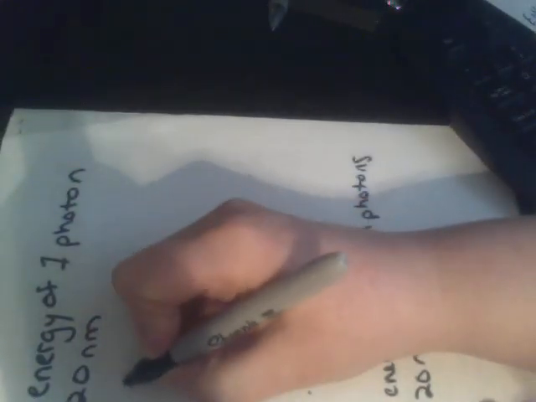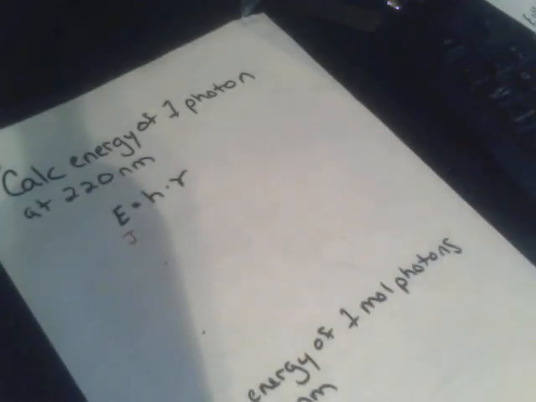So we have this equation introduced to us, E equals h times frequency. So energy is actually going to be in joules, and h, it's actually just a plain old lowercase h, that is Planck's constant, and it will always be 6.626 times 10 to the negative 34 joules times second.